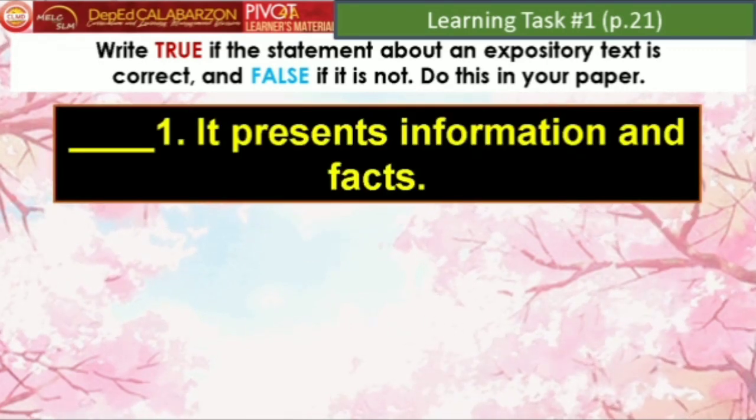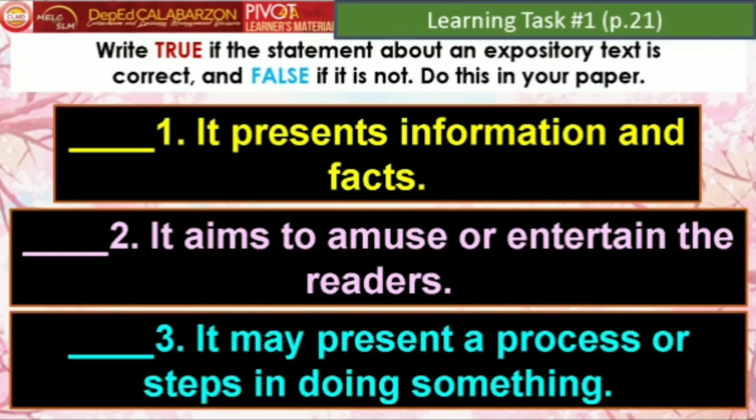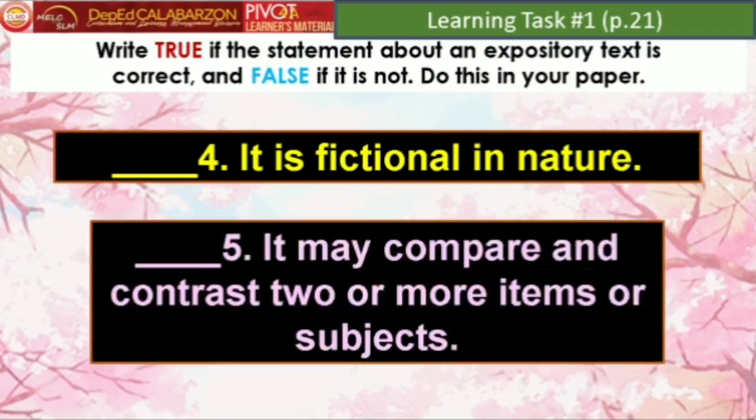Number 1. It presents information and facts. Number 2. It aims to amuse or entertain the readers. Number 3. It may present a process or steps in doing something. Number 4. It is fictional in nature. And number 5. It may compare and contrast two or more items or subjects.